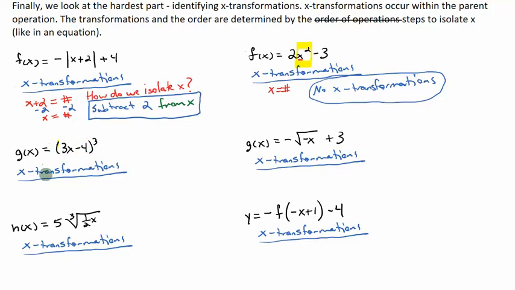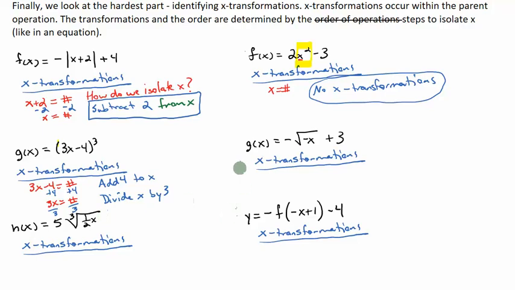Inside that is 3x minus 4, so I take that out. Notice I'm not taking the cube with it. That's my parent. And I pretend that it's in an equation that I'm trying to solve. Well, the steps to get x by itself would be add 4, which would give me some other number on the right, and divide by 3. And x would then be by itself. So those are my x transformations. Add 4 to x and divide x by 3 in that order.